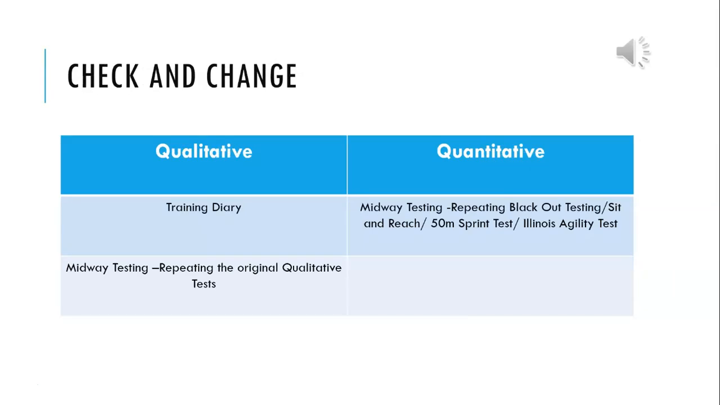There's the answers there. Your qualitative data gathering method is your training diary because you're writing your thoughts and feelings on that, and your quantitative data gathering methods are your midway testing of your standardised tests, like your blackout test and your sit and reach, your 50-metre sprint test and your Illinois agility test. But remember, midway testing can also be qualitative, and it depends on which midway test you did. So if it was a SCAT test, POM test, sports confidence inventory, all the rest, those remain qualitative. And that's the difference between the two, but the training diary is definitely qualitative.